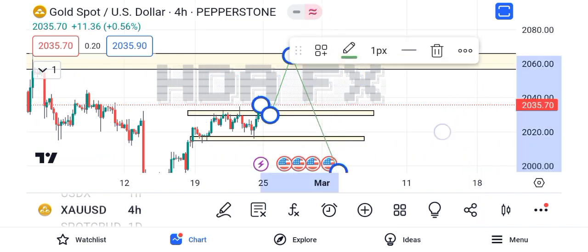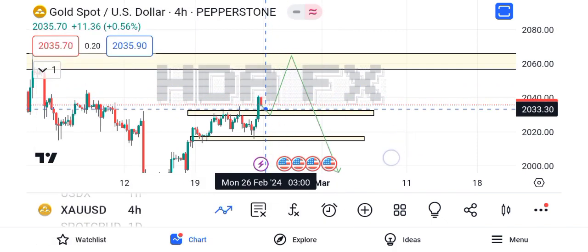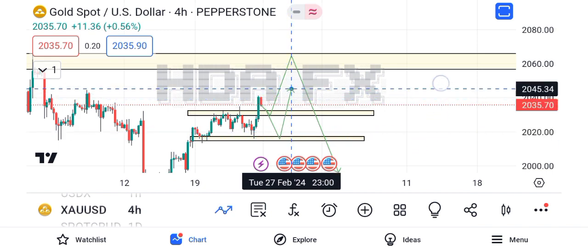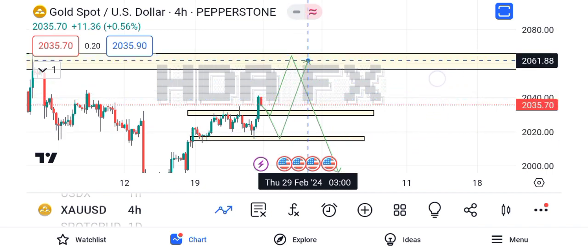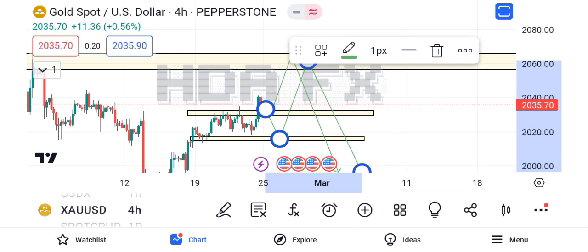Or it's likely that price can just drop down here to this key zone here, then we look for buying confirming candles, then buy up to this point here and look for selling confirming candles here, then sell gold. So this is the simple analysis on gold for this coming week.